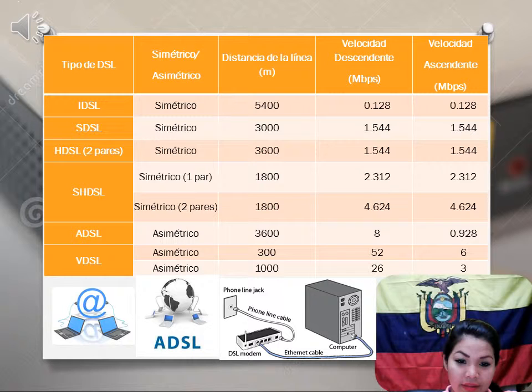We can also acknowledge that xDSL max distance is 3 km and for ADSL it is 3.6 km, and in those terms we can also say that ADSL is better.